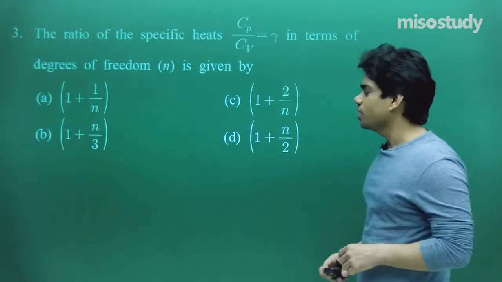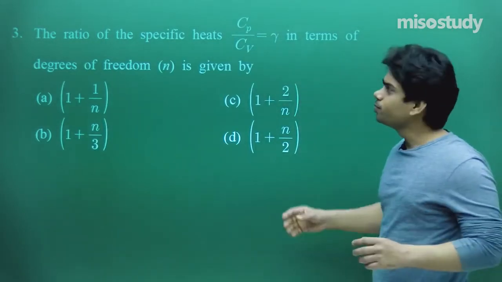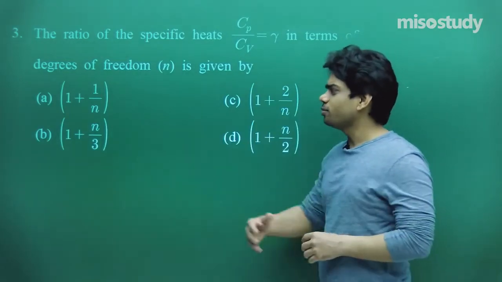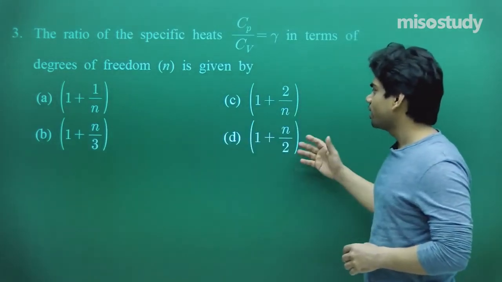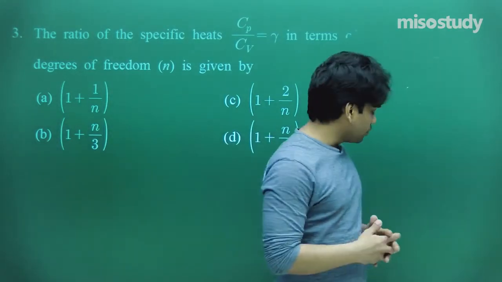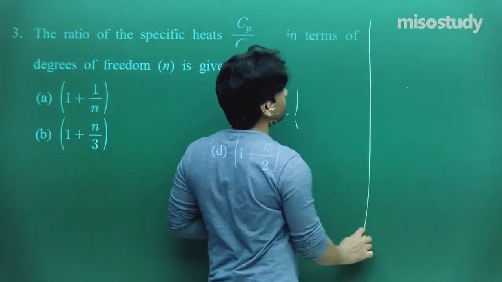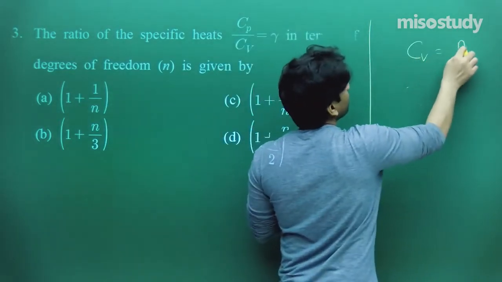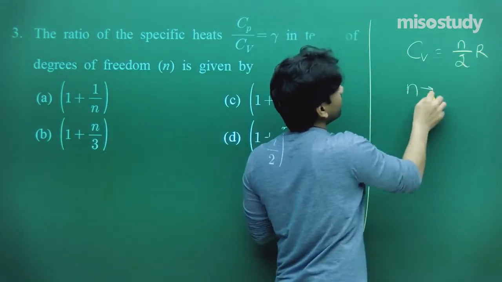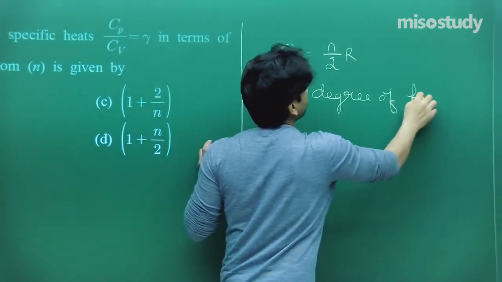Question number 3. The ratio of specific heats Cp by Cv equals gamma, that is what we know. In terms of degree of freedom n, it is given by A 1 plus 1 by n, B 1 plus n by 3, C 1 plus 2 by n, and D 1 plus n by 2. Now to solve such a question, we should use the value of Cv and Cp in terms of degree of freedom. Cv, we know, is given as n by 2 R, where n is the degree of freedom. That is what we have learnt.